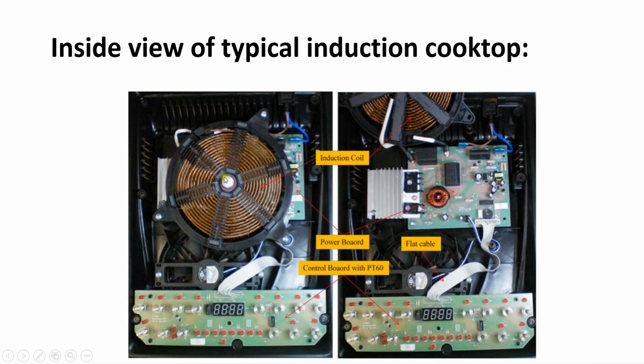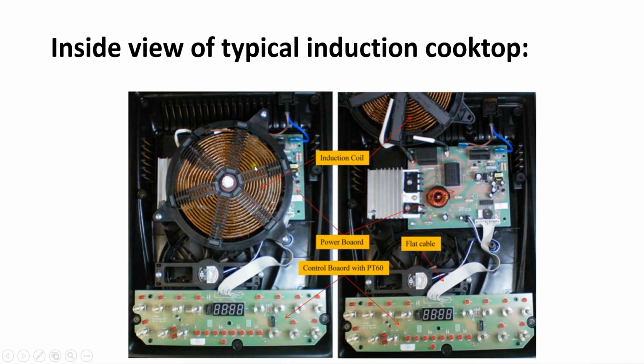Whenever high frequency voltage is applied to this copper coil, magnetic field will be produced, and this magnetic field interacts with the cooking pot that is placed on the top surface, and because of that eddy currents are generated in the cooking pot, and this eddy current generates the required heat for cooking the food.